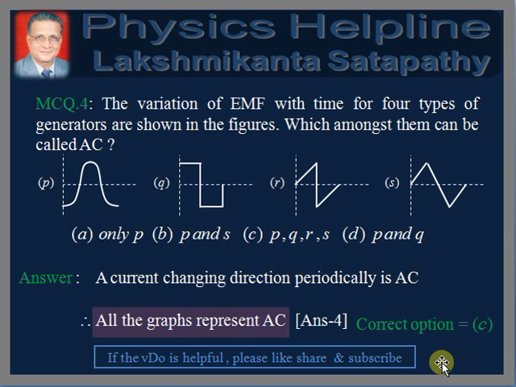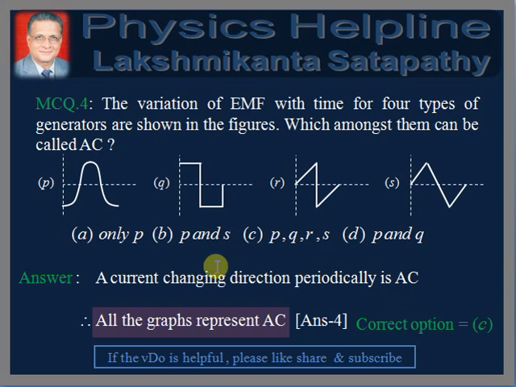Now, for question 4. This is a multiple choice question and this also doesn't require any calculations. The variation of EMF with time for 4 types of generators are shown in the figures. We are required to find which one or more of them represent AC. The options are given in the question. We are required to find the correct option. Now for the answer.